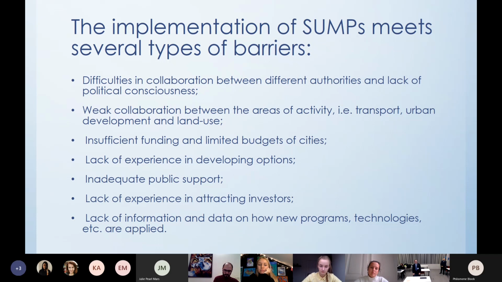Also, a barrier could be the lack of information and data on how new programs and technologies are applied or should be applied. So those are the barriers of sustainable urban mobility plan development.